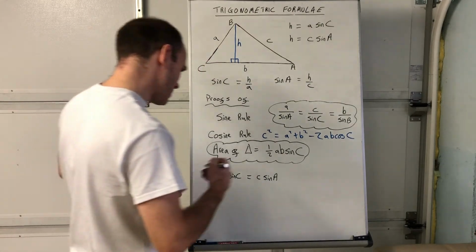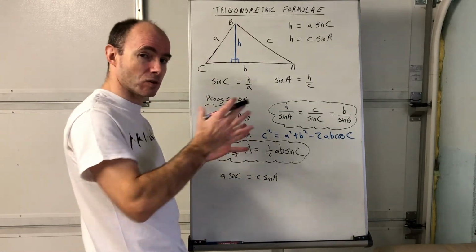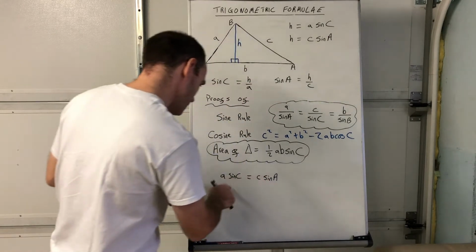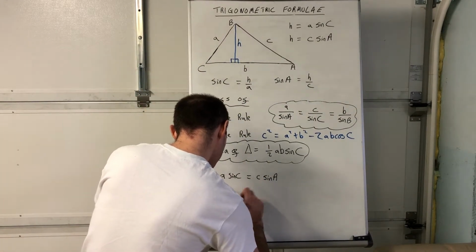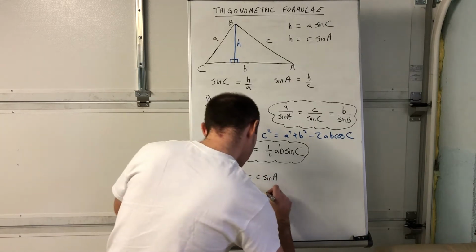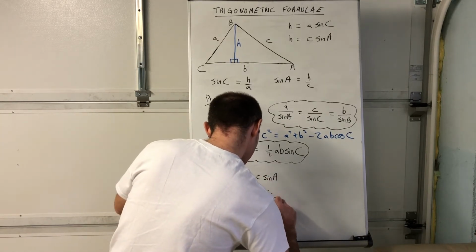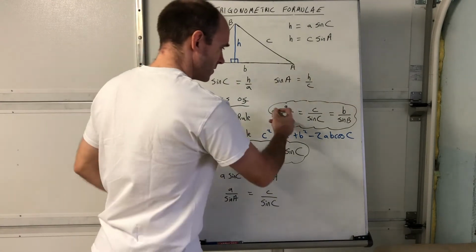Now the step is just to put all the same letters onto one side. If I put the sine A onto the left hand side, you'll get a over sine A, and if I put the sine C onto the other side, you get c over sine C, and there you can see it. I've proved this result here.